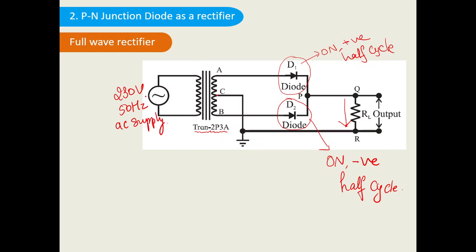So this is the input side. Input is 230 volts, 50 hertz AC supply. This is the transformer side, and this is the center tap transformer. Two diodes are connected. The diode D1 is connected to A, diode D2 is connected to B, and the center tap of the transformer is connected to ground. After that, this is the load resistance connected like here. This is P and this is the load resistance RL, which on the other side is connected to ground.